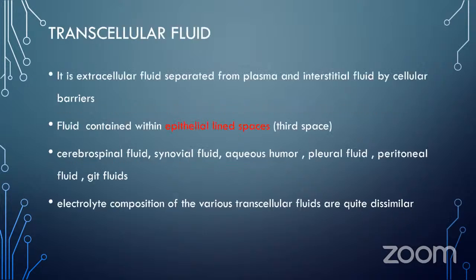Coming to the transcellular fluid, it is the extracellular fluid which is separated from the plasma and the interstitial fluid by cellular barriers. For example, your pleural fluid, ascitic fluid, synovial fluid, and cerebrospinal fluid. The transcellular fluid is the fluid contained within the epithelial lined space. That is the third spacing. This is also one more important fluid, which we usually see after 48 to 72 hours of resuscitation of a critically ill patient. This is the compartment of the fluid which tends to get accumulated.